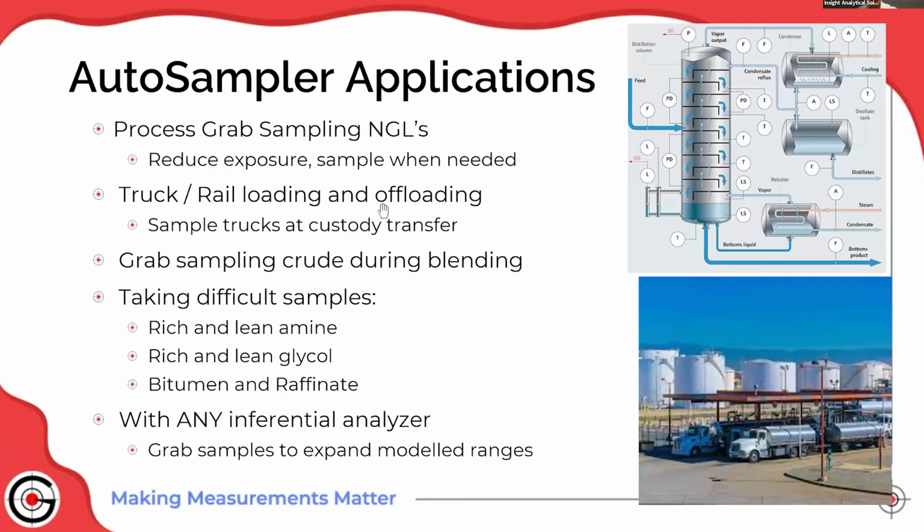So auto sampling applications, we've done it for grab sampling NGLs. We've done it for truck and rail loading. We've done them for crude oil sampling during blending operations. Especially useful when you're trying to take difficult samples, things that are dangerous, like rich and lean amine, or at high pressures, rich glycol, or high temperatures, bitumens, raffinates. And we can use these with any analyzer, like an infrared, like the JP3, a Raman analyzer, and use it to grab samples to help us to build models.